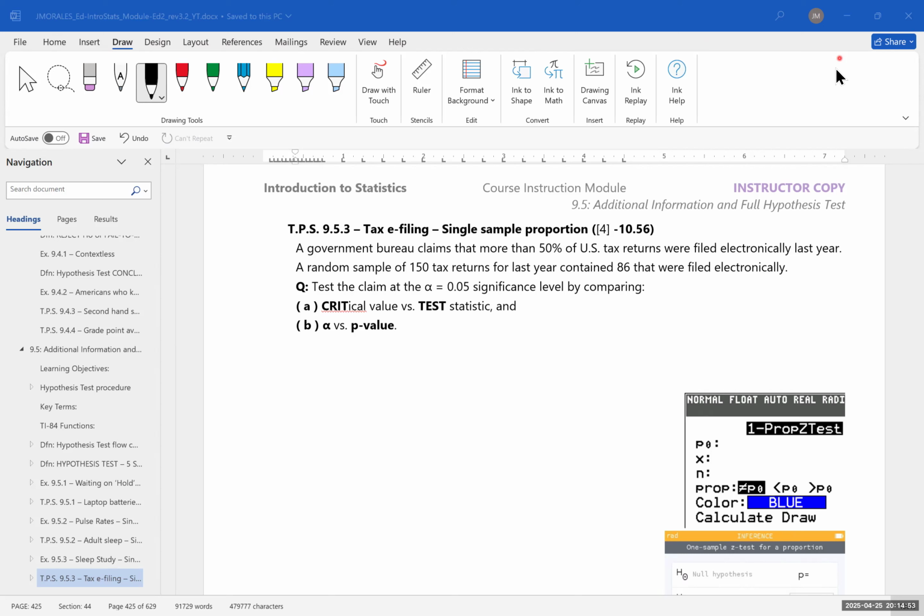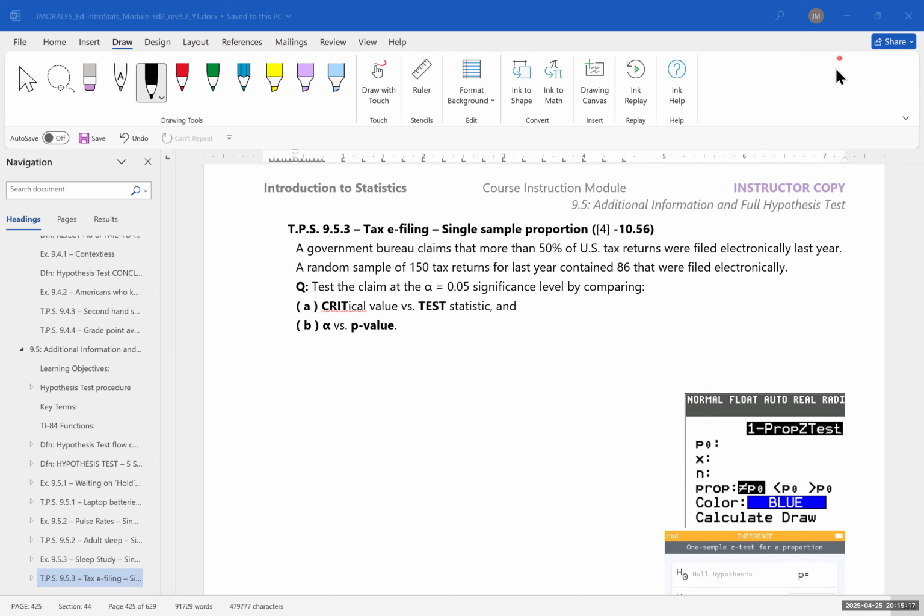A government bureau claims that more than 50% of U.S. tax returns were filed electronically last year. A random sample of 150 tax returns for last year contained 86 that were filed electronically. So the question is, test the claim at a 5% significance level by comparing the critical value versus the test statistic and the significance level versus the p-value.